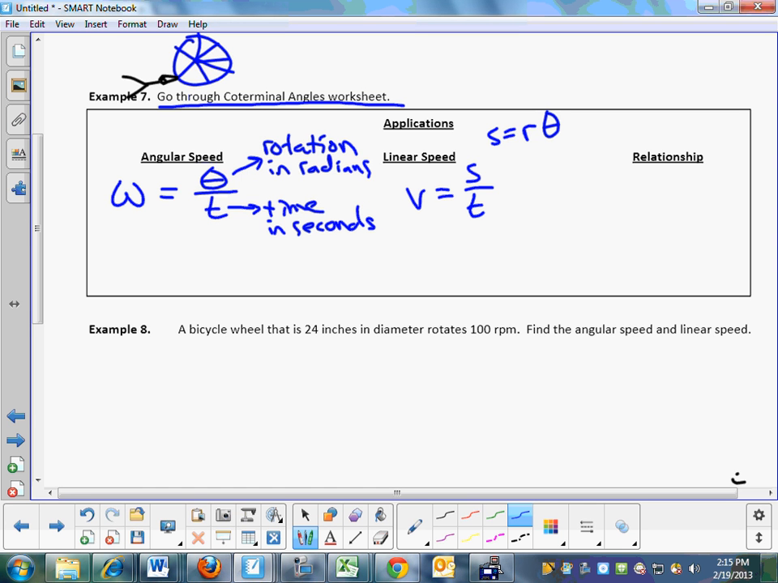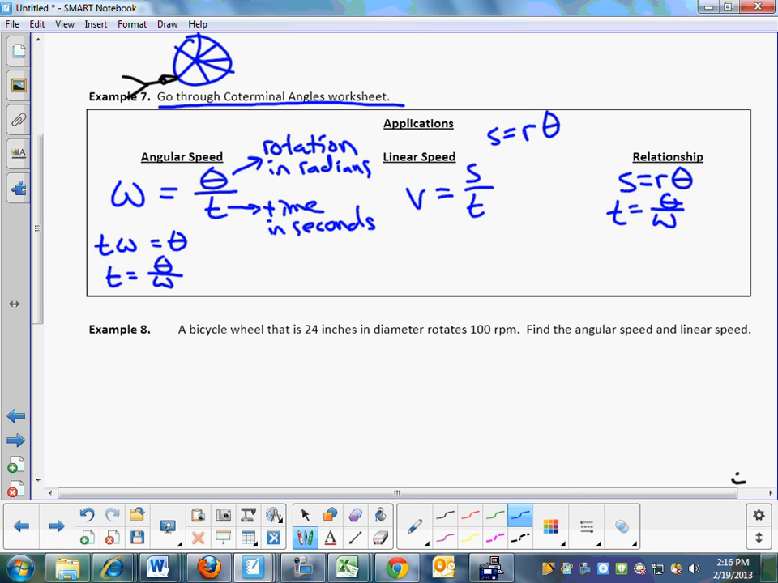For example, does everybody see here that we've already stated s equals r theta? Everybody know where that came from? A couple days ago we talked about that. So arc length is r times theta. And we also know this: omega equals theta over t. If I multiply both sides by t, I get t omega equals theta, and then you divide both sides by omega, you get t equals theta over omega. So we've got t equals theta over omega.